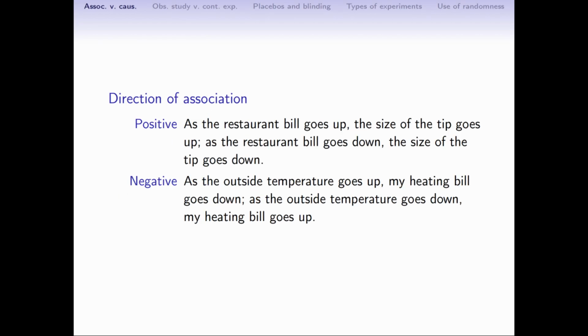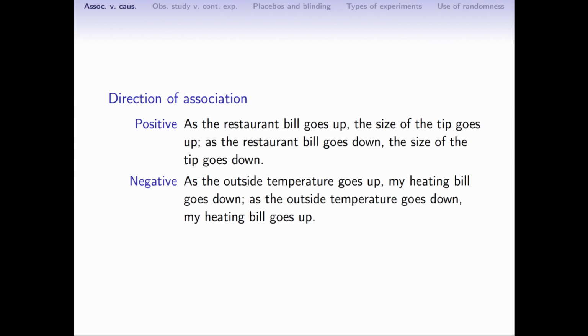Okay. Now, when we're talking about association, we can also talk about a direction of association. So the direction is considered positive in this example. As the restaurant bill goes up, the size of the tip goes up. And as the restaurant bill goes down, the size of the tip goes down. So we can see that there's an association between the size of the restaurant bill and the size of the tip. And in this case, we would say the direction is positive because they increase and decrease sympathetically.